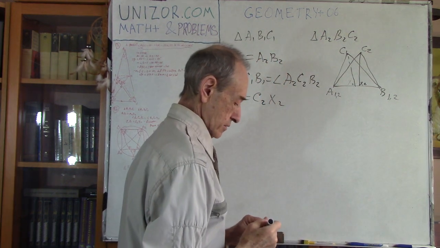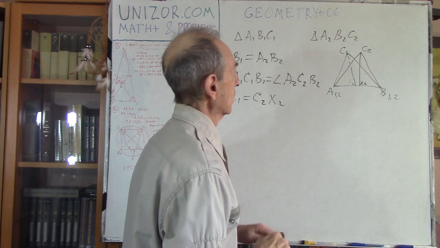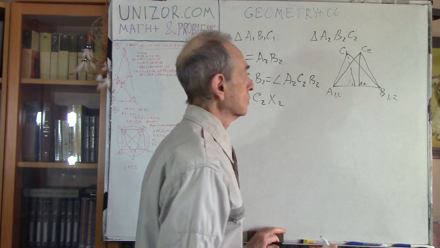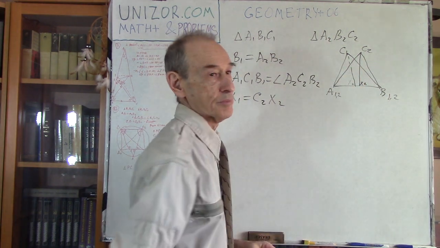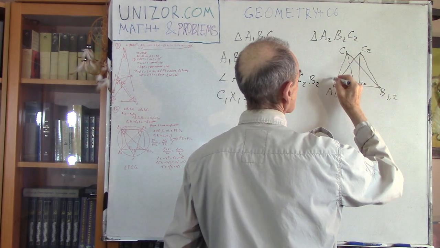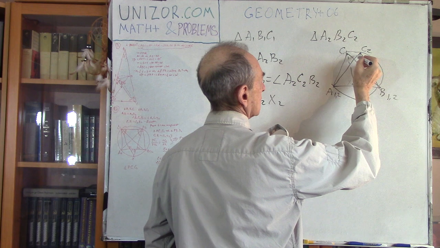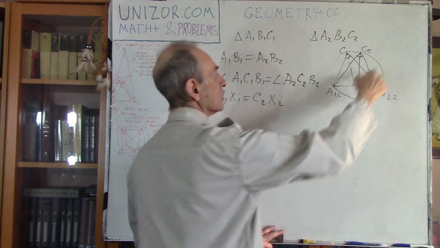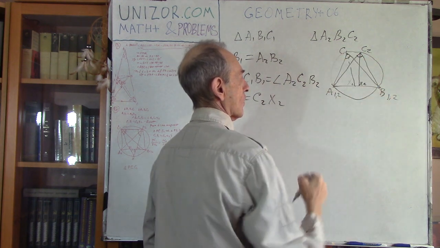Now, what do I do next? Okay, here is, again, some kind of additional construction which I did, which helped basically to do whatever I'm going to do. My first point was, if these angles are the same, then if I inscribe one of those triangles into a circle, since these angles are the same, this one and this one, point C2 is supposed to belong to a circle circumscribed around the first triangle.